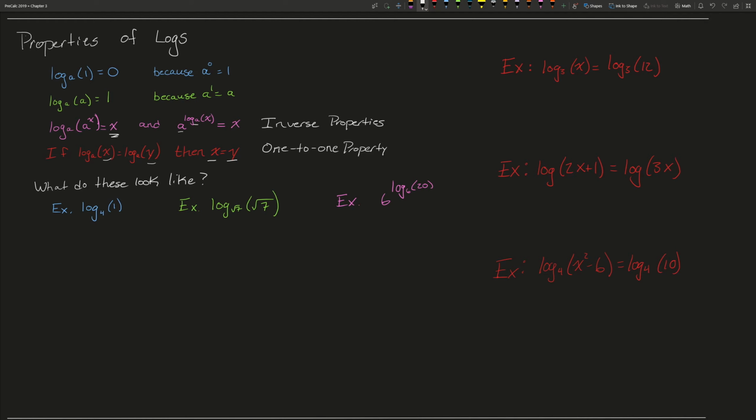So a couple of examples. The first, log base 4 of 1. If we rewrite this, that says that 4 to some power will equal 1. Again, if we know our properties of exponents, then that means that x must be 0.